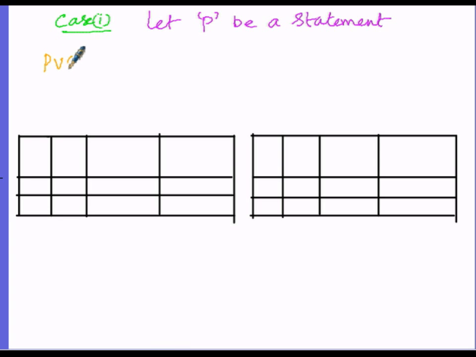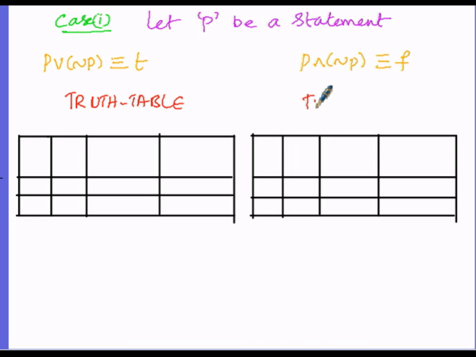The conditions which we are going to prove under case number 1 are P or negation P is identically equal to T, and the second one as P and negation P is identically equal to F. Based upon the truth values, in these truth tables we can prove P or negation P is identically equal to T in the first case. This is the truth table of the first one, and this is the truth table of the second case, that is P and negation P is identically equal to F.